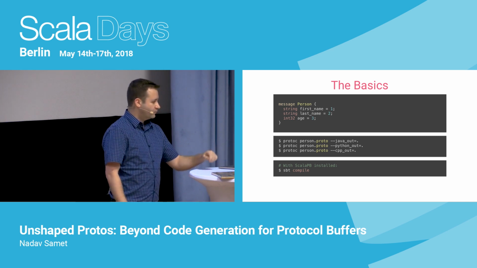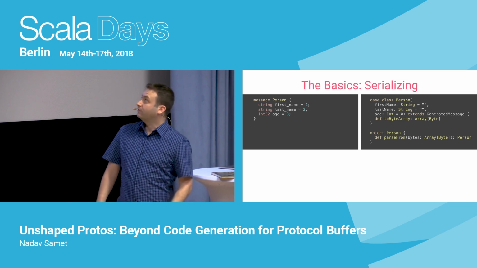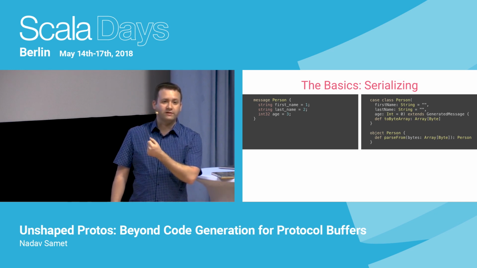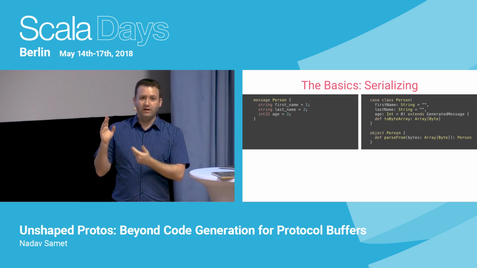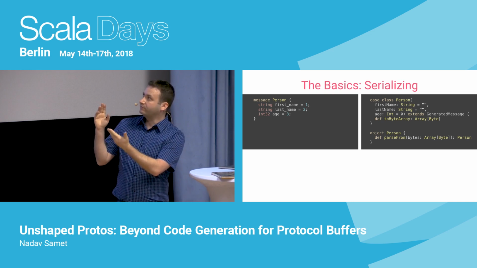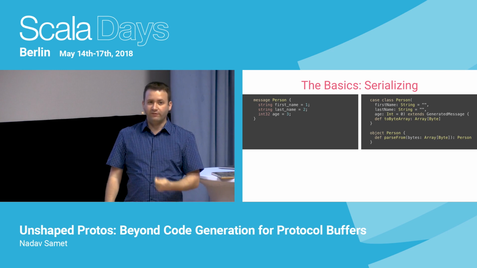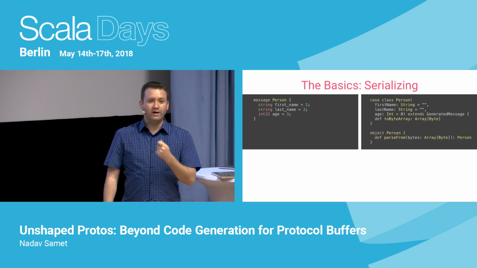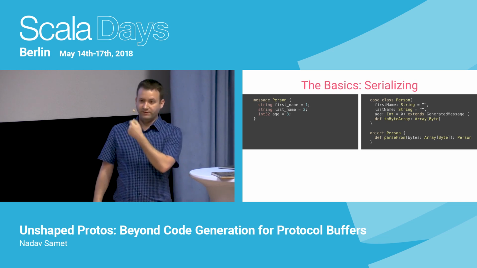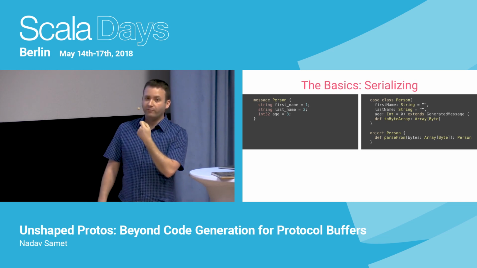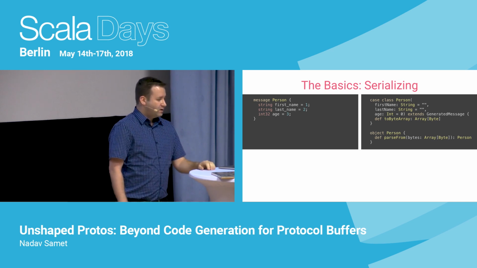So this is an example of the generated code. On the left side, we see the protocol buffer. On the right side, we see the code that gets generated. Basically, you'll see that every field in the protocol buffer becomes a field in a case class. And there is a very important method over there, toByteArray, that basically takes the instance that it's running on and returns an array of bytes representing the protocol buffer.